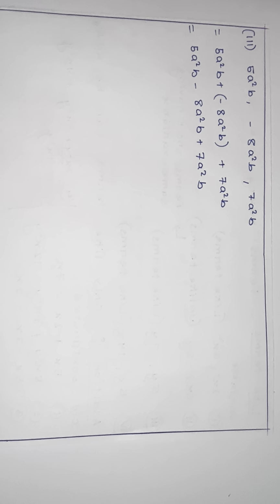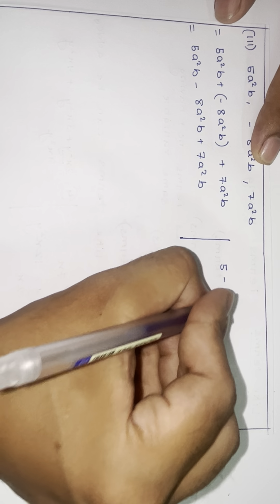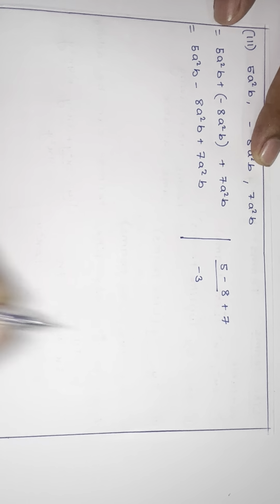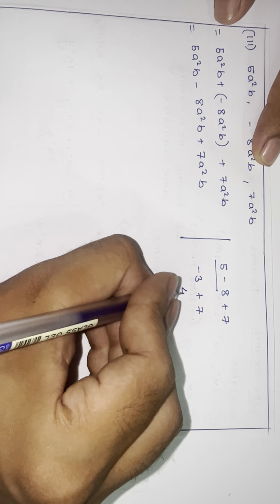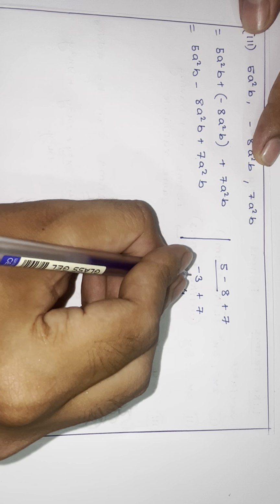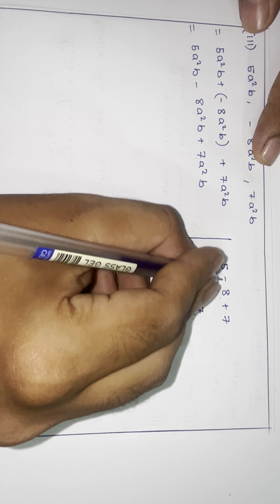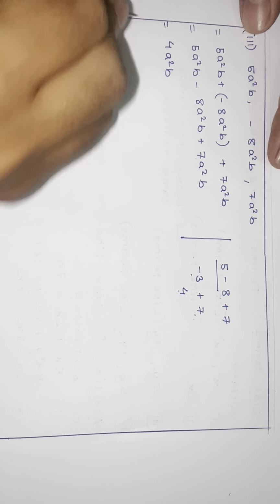We will use the trick that we used in the previous question. Just add the coefficients. On the side I am doing this: this is 5, this is minus 8, this is plus 7. 5 minus 8 plus 7. Now 5 minus 8 is minus 3. Minus 3 plus 7 is 4. So I'm just adding the coefficients. Why is it minus 3? Because the bigger number 8 has the minus sign. So you just write 4a squared b.